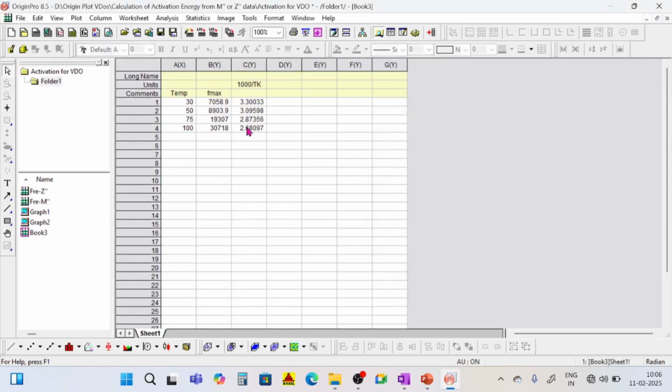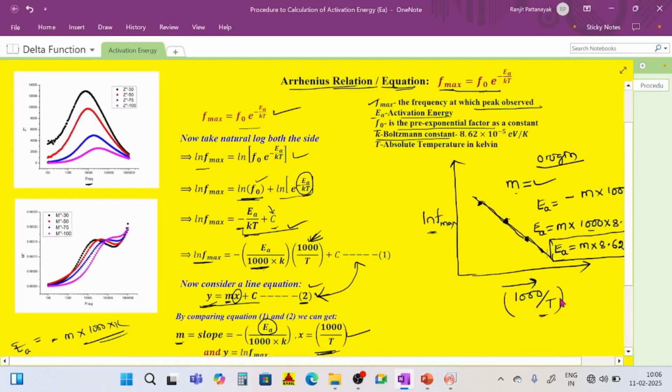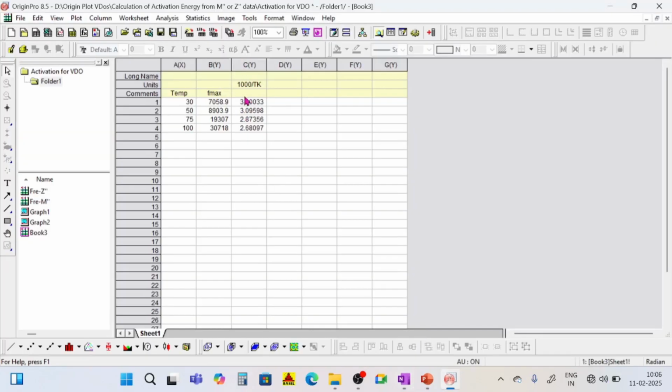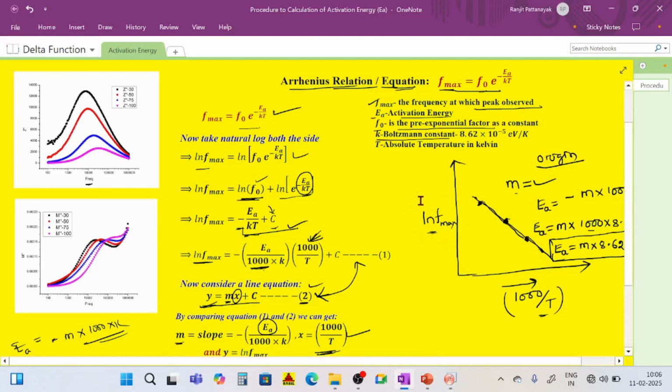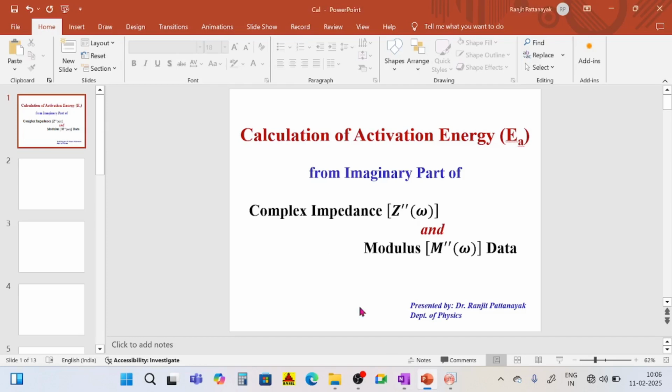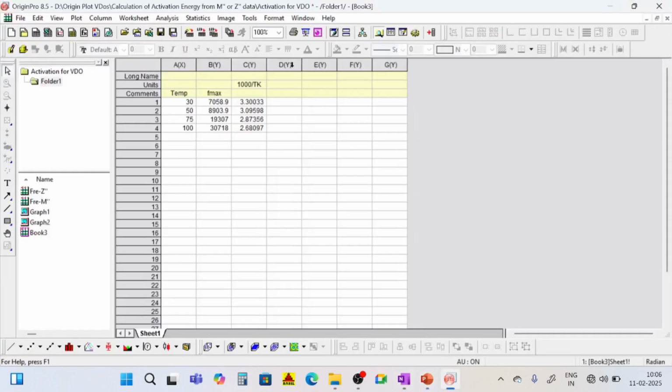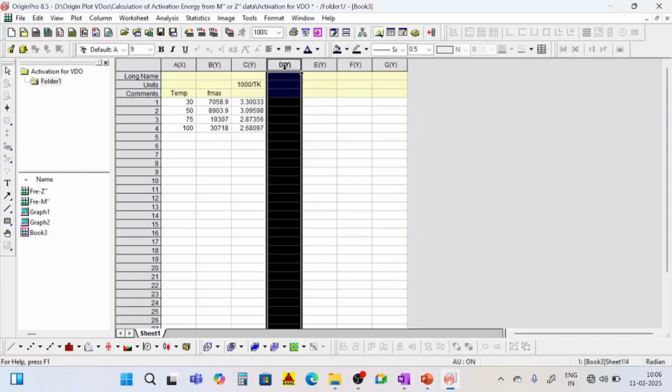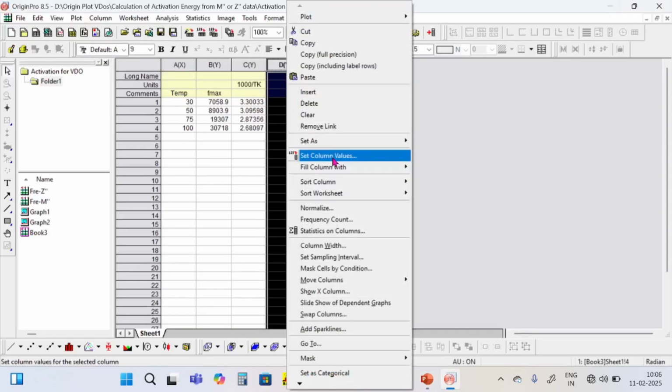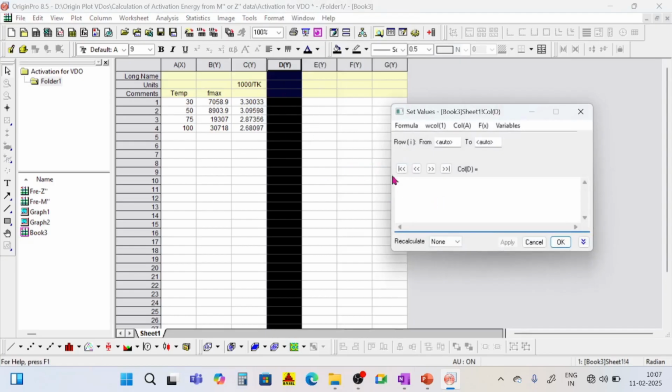Now here we constructed our x-axis. Here 1000 by T in the Kelvin scale, right? This one along x-axis work is over. Now along y-axis we need ln F max. This is easy. You just consider this column, click over here, again right click on your mouse, set column. This column we are going to set as ln of column B.